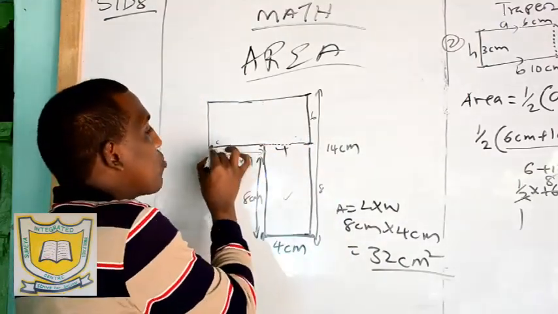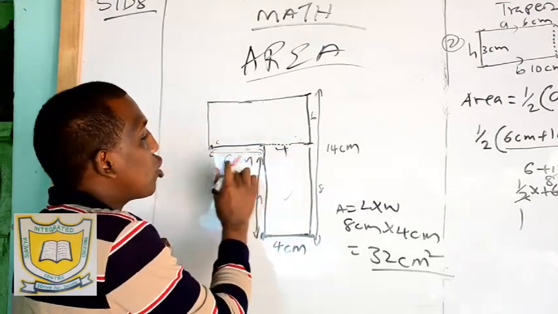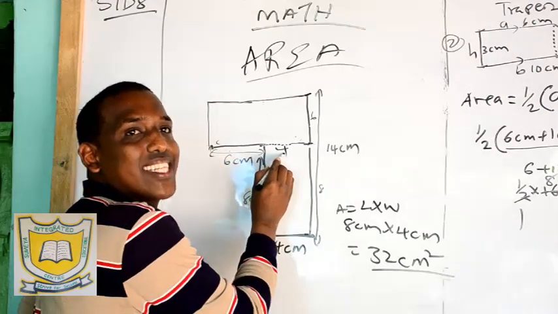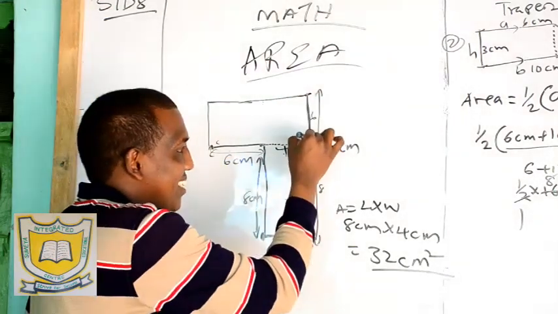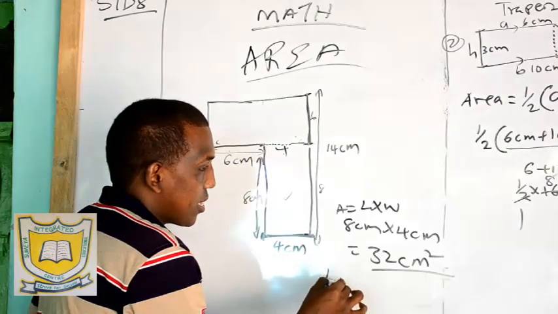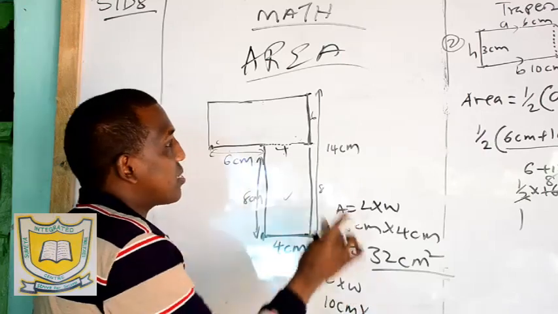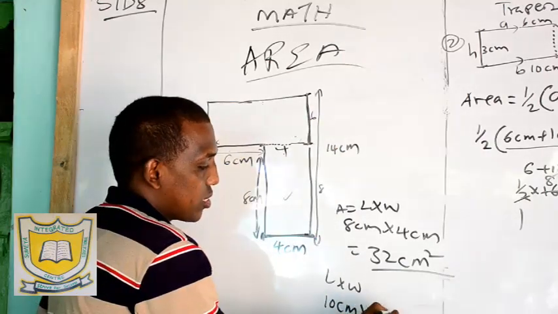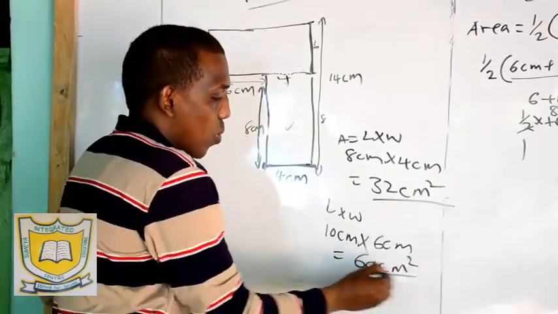The length is now from here to here. From here to here, it's 6. From here to here is the same as from here to here, 4. So 6 plus 4 is 10. Then the width here is 6 now. So we say length times width. Length, which is now 10 centimeter, times the width, which is 6 centimeter. So you will get 60 centimeter squared.